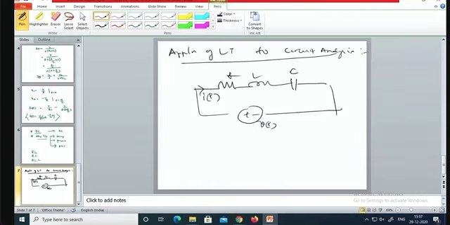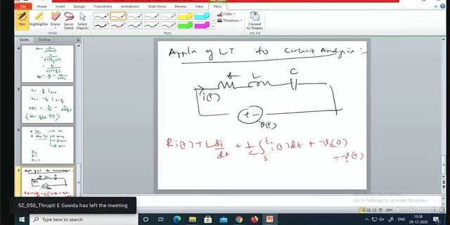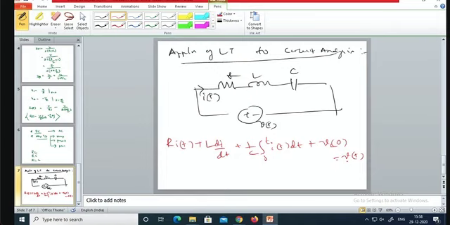Okay, so applying KVL here, so we will get R into I of t plus L into di by dt plus 1 by C into integral from 0 to t of I of t dt plus Vc of 0 is equal to V of t. So Vc of 0 is what the initial conditions. Initial conditions you have to consider with respect to the capacitor. Okay, so you can take the Laplace transform. I'll just take this the next slide.